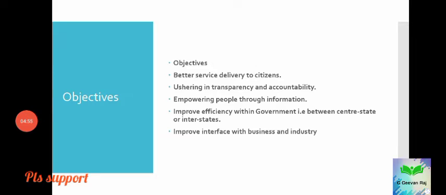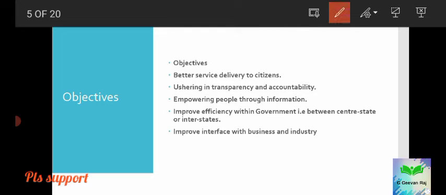Now let us see what are the major objectives of e-governance. First objective is better service delivery to citizens. So, e-governance aims at providing a better service delivery from the government towards the citizen. To improve the efficiency and the quality of the service delivery, e-governance came into shape. One of the major objectives of e-governance is to improve the service delivery of the government.